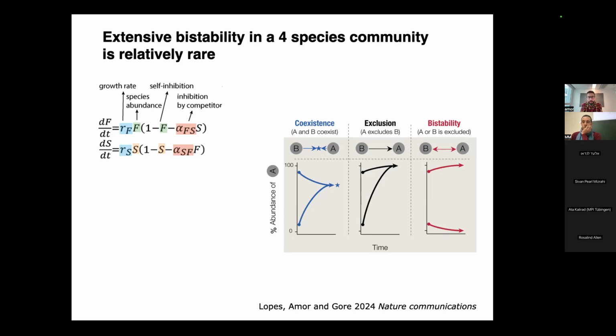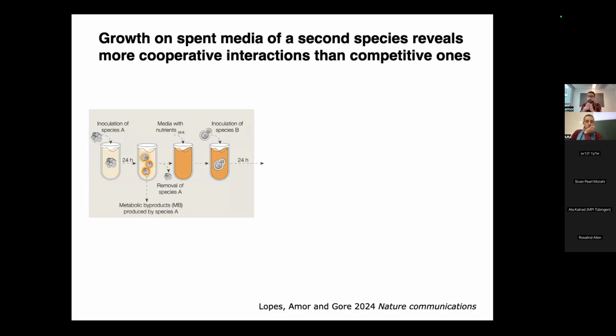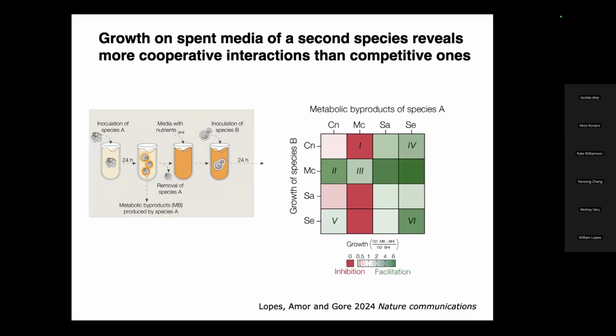So what he did is to try to assess interactions in a different way. And for that, he turned to this spent media experiment. Basically, you grow one microbe, and at the end of the cycle, you remove the cells, take the supernatant, and then inoculate cells from another species and see how they grow. And this is what he found in different combinations. I'm going to explain what this matrix is.